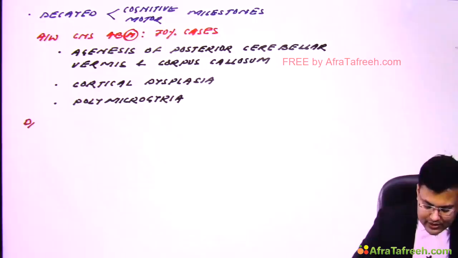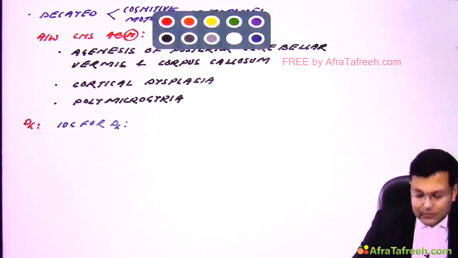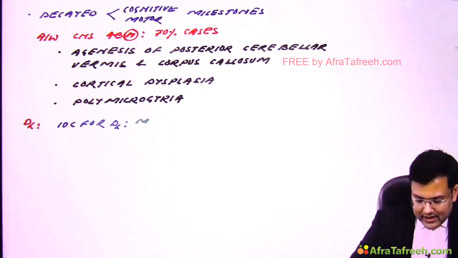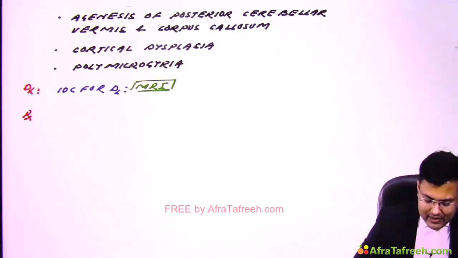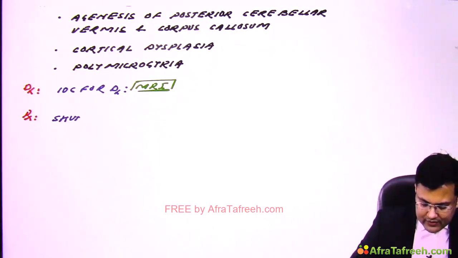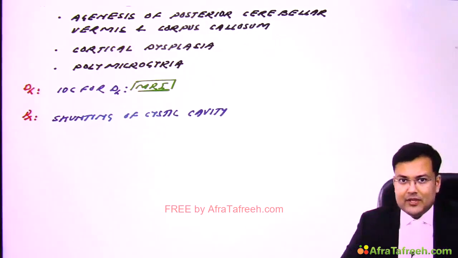So for diagnosis, important point, what is the investigation of choice for diagnosis? And this is MRI. Clear? And how we are going to treat, since the patients are having hydrocephalus, so we have to perform shunting of cystic cavity. So in treatment, shunting of cystic cavity is done. So this is how we manage the patients of Dandy-Walker's malformation.